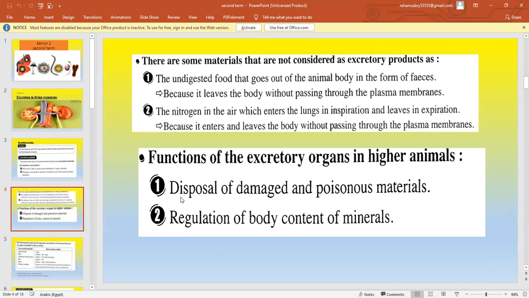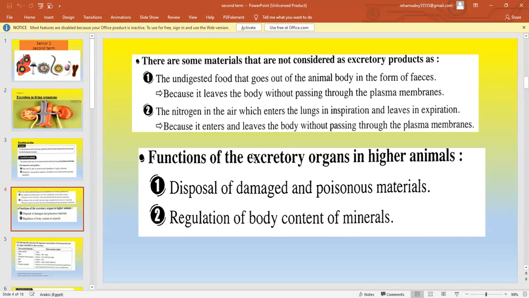Number one is the disposal of damaged and poisonous material. I need to get rid of any damaged and poisonous material in my body, and the regulation of body contents of minerals. Okay, I have to regulate my minerals in my body to be a stable body. So this is the function of excretory organs. That means I need an excretory organ to get rid of the excretory waste.